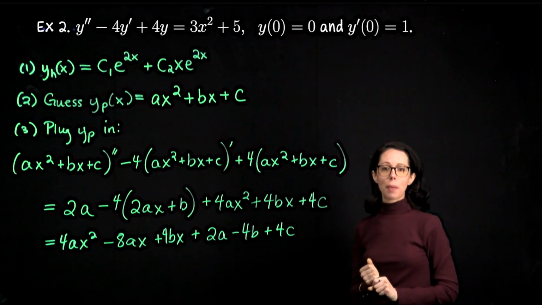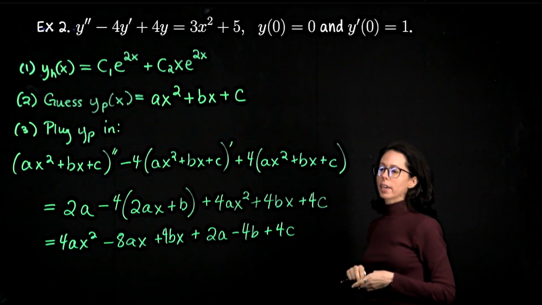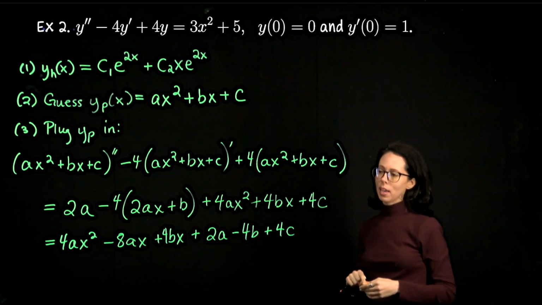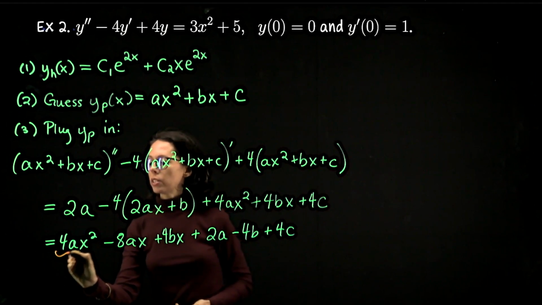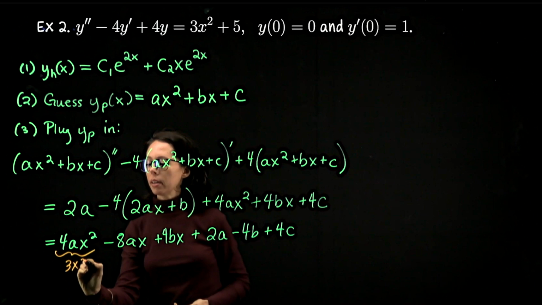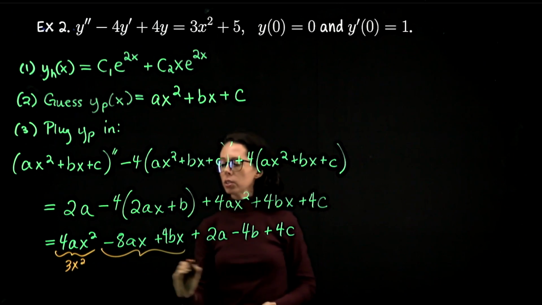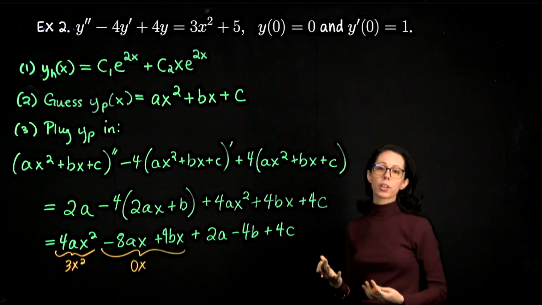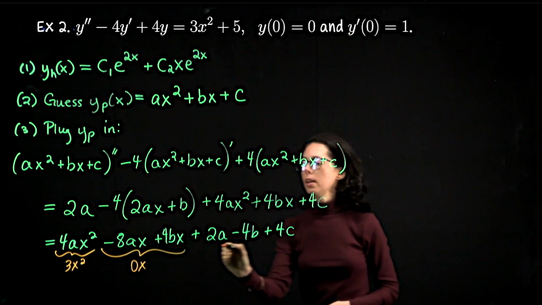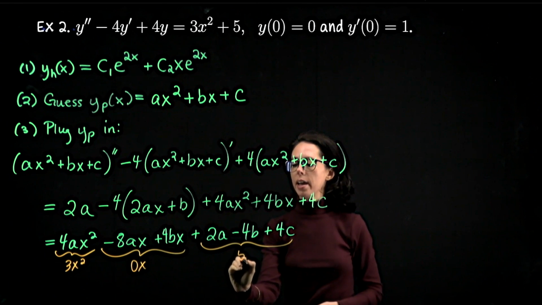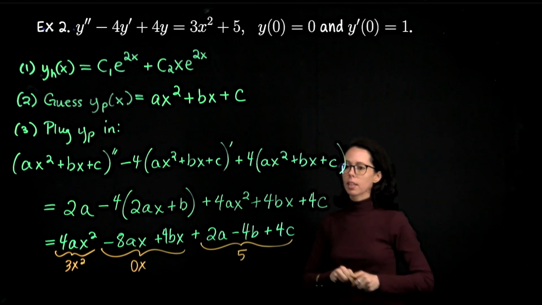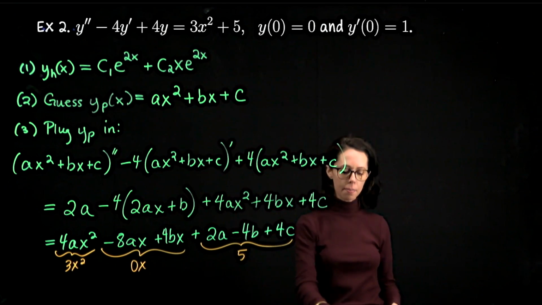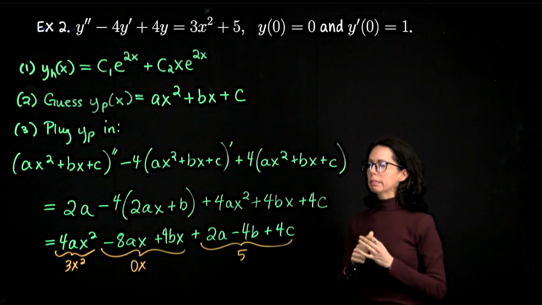We want to do coefficient matching. This is a quadratic, and we would like for this to be the same thing as 3x squared plus 5. So that means the quadratic term should be 3x squared. The first order term should be 0x. We don't have a first order term there, so we want to think of the coefficient on x as 0. And then lastly, the constants need to add up to 5. This is going to give us 3 equations for the 3 unknowns, a, b, and c. So let me do that here.